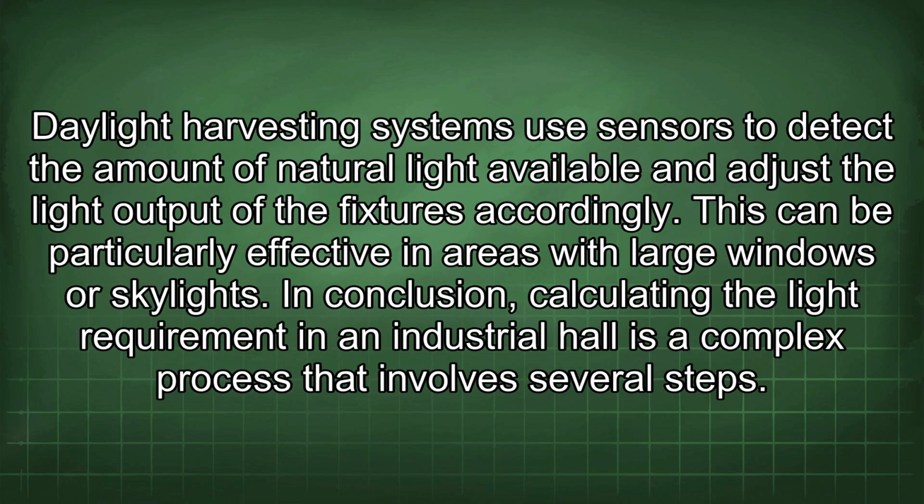Daylight harvesting systems use sensors to detect the amount of natural light available and adjust the light output of the fixtures accordingly. This can be particularly effective in areas with large windows or skylights.